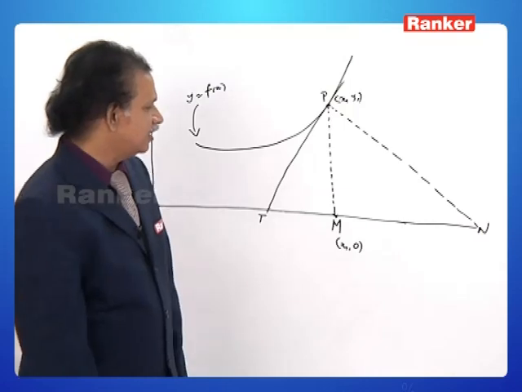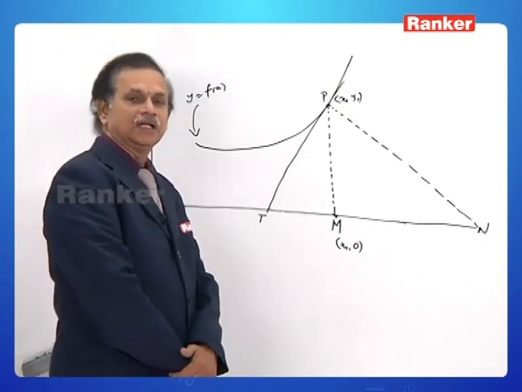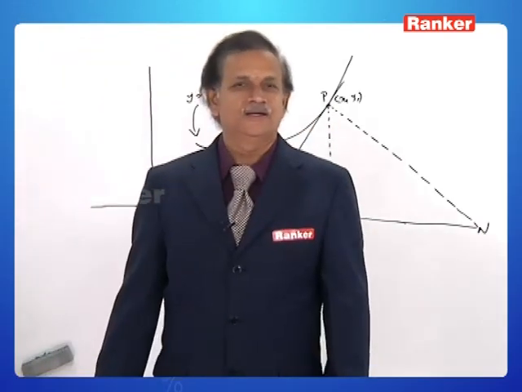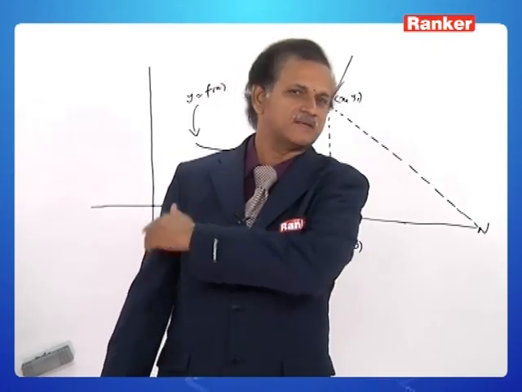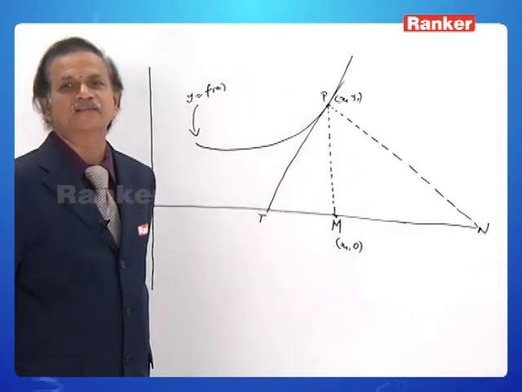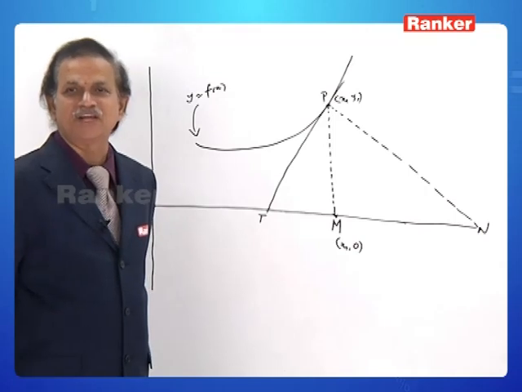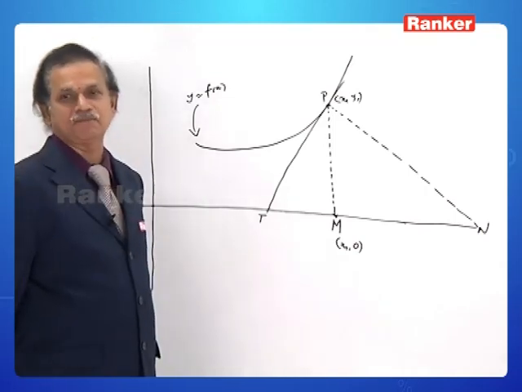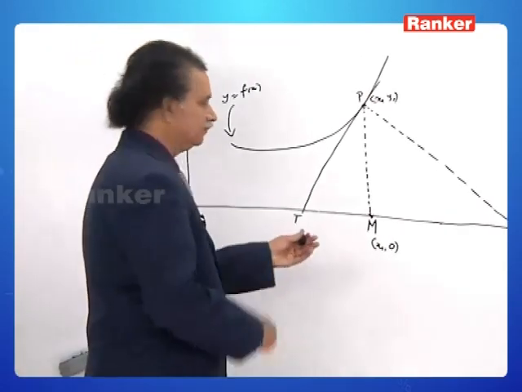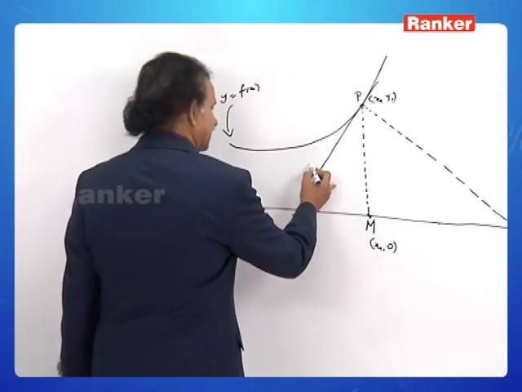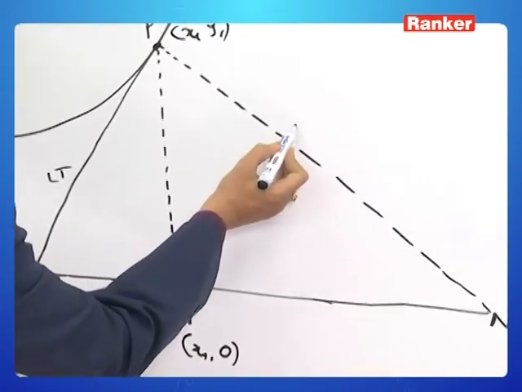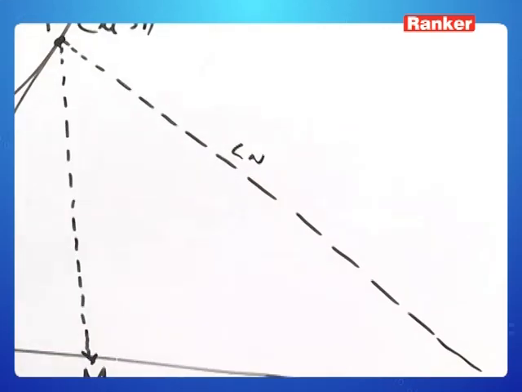In a similar fashion, observe MN. The length MN is the length of the projection of the normal on the x-axis. That is termed the length of the subnormal. Okay, what is PT? Length of the tangent. What is PN? Length of the normal. What is TM? Length of the subtangent. What is MN? Length of the subnormal. Let me abbreviate this as LT, length of the tangent, LN, length of the normal.